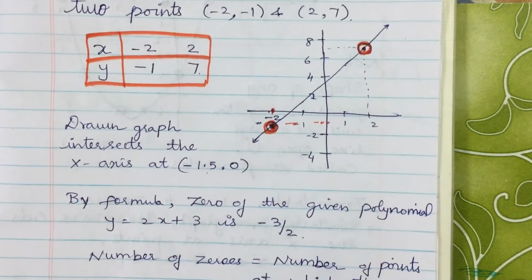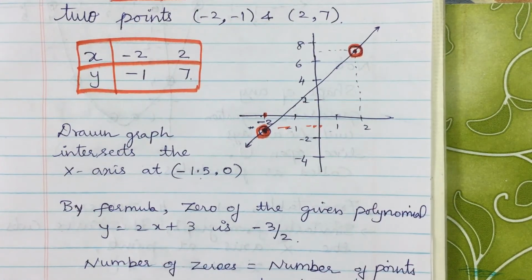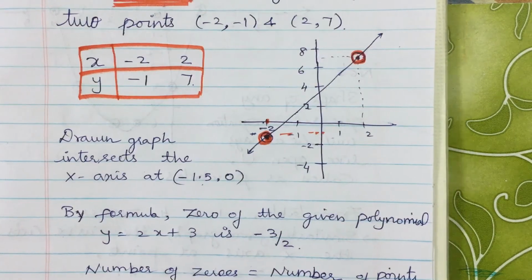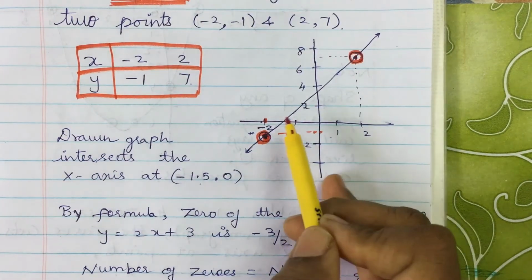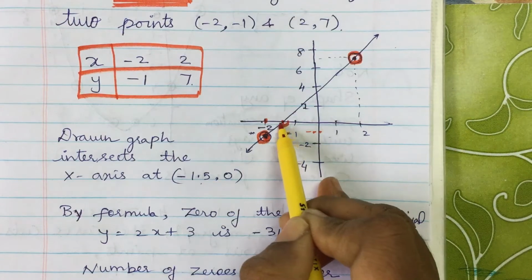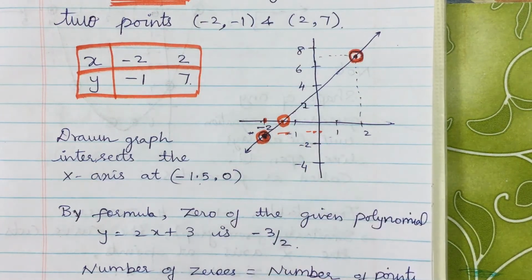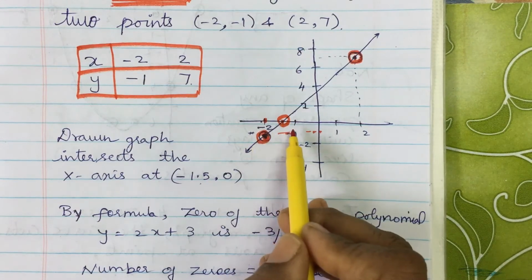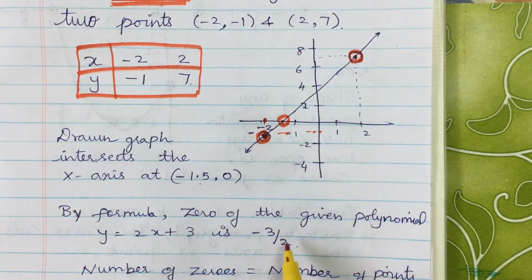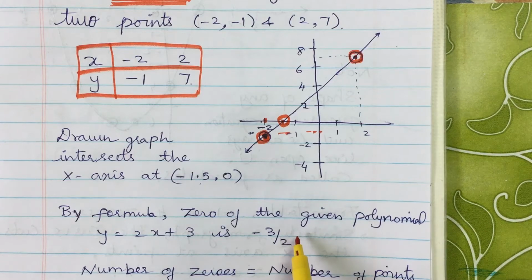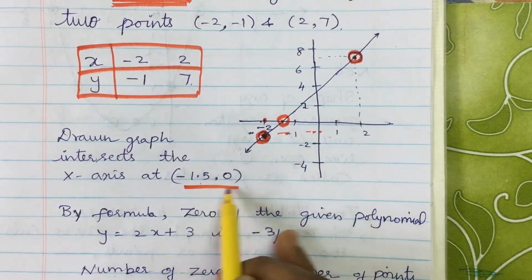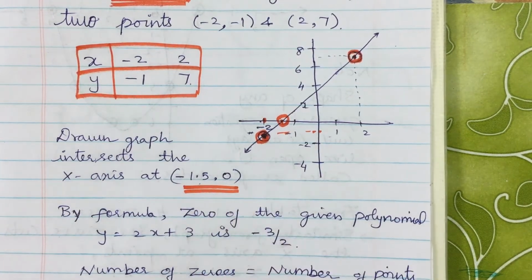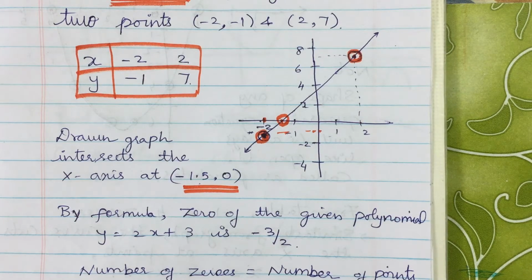So if you observe the graph, then you can understand the graph cuts the x-axis at only one point. So what is the value of that point? If you observe in the graph, it is midway between minus 1 and minus 2. So it should be minus 1.5, right? It should be minus 1.5. Therefore, the point at which your graph cuts the x-axis is minus 1.5 comma 0.